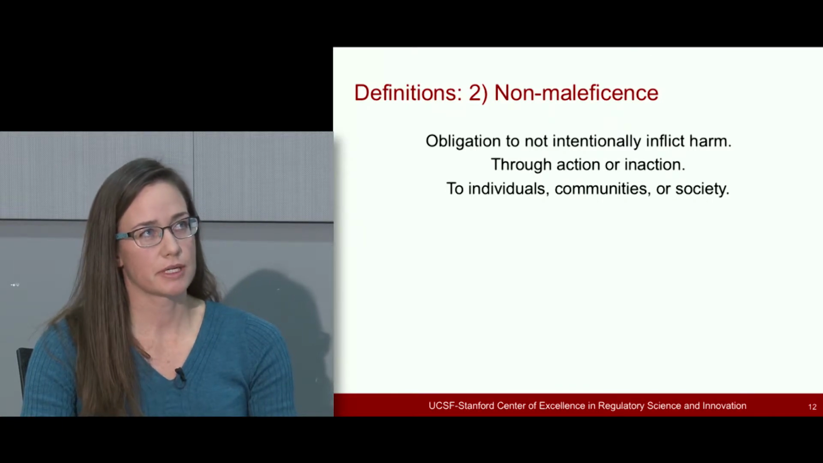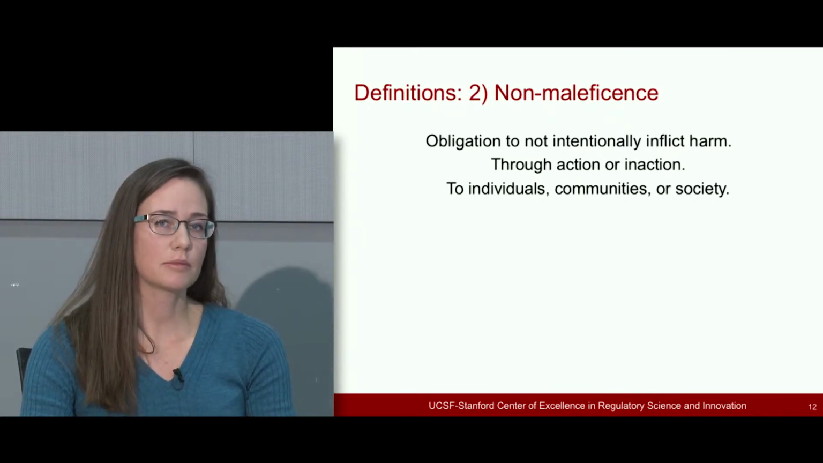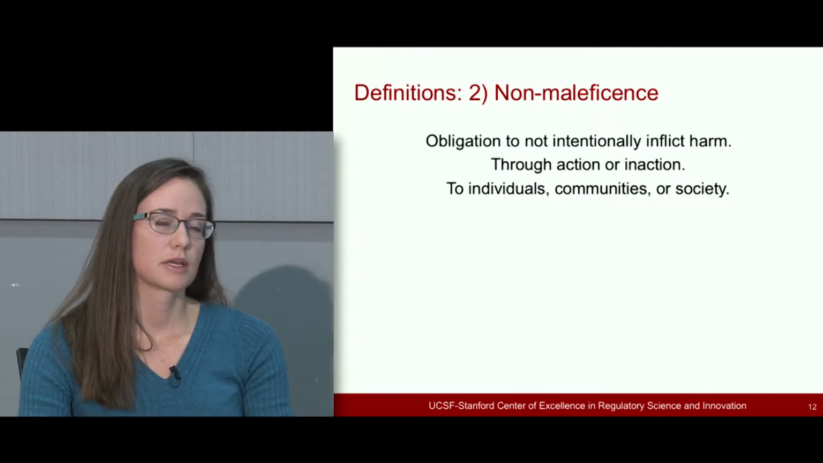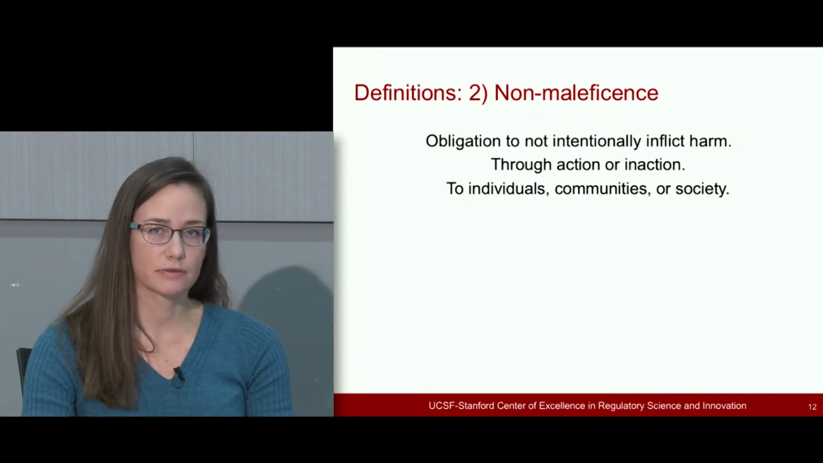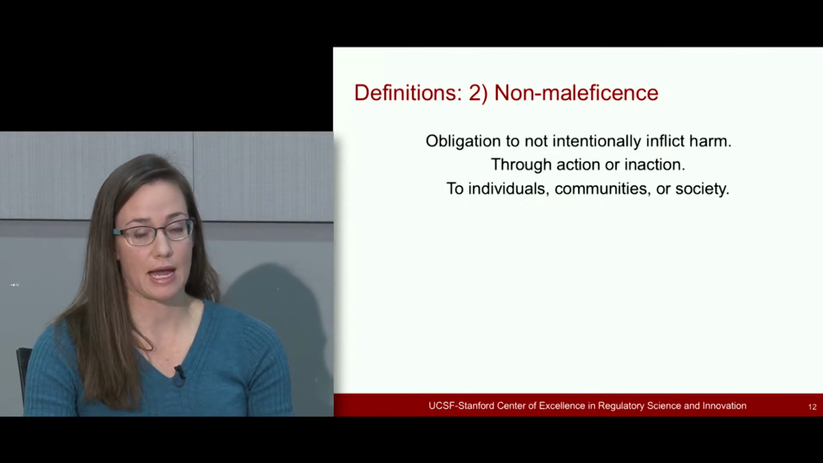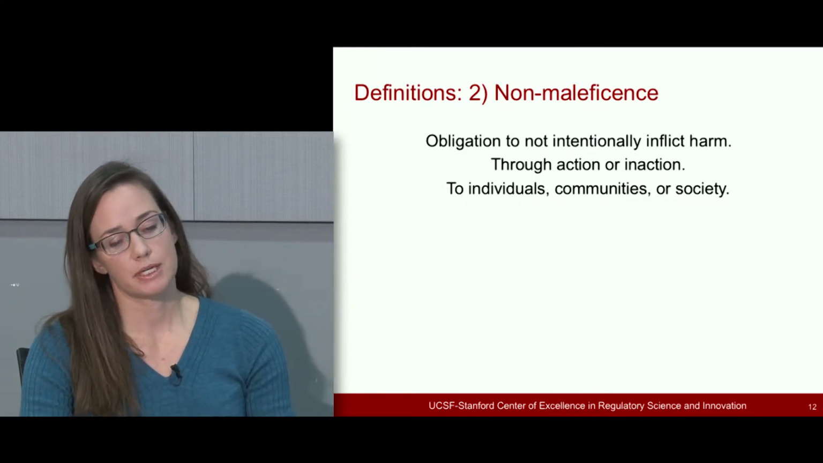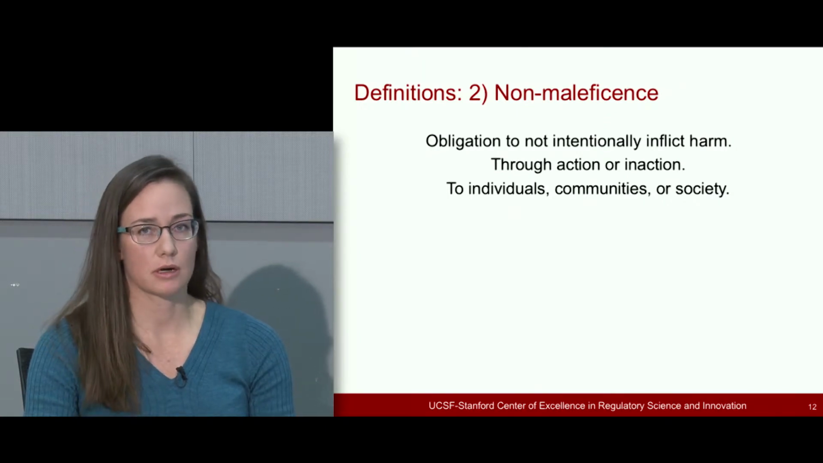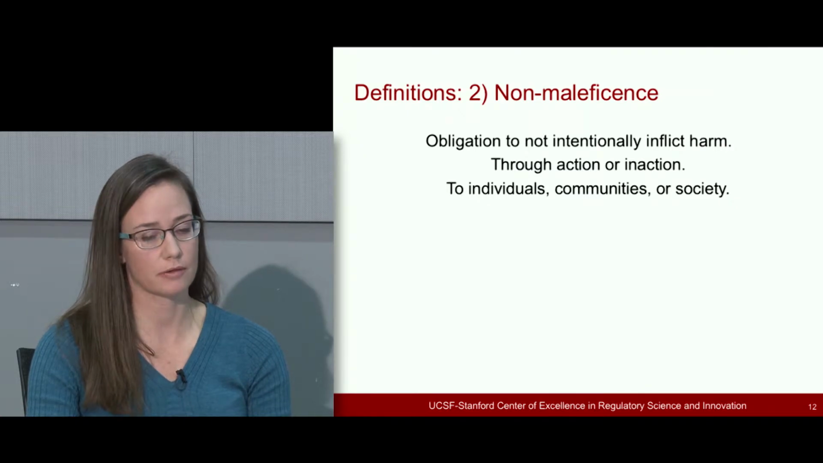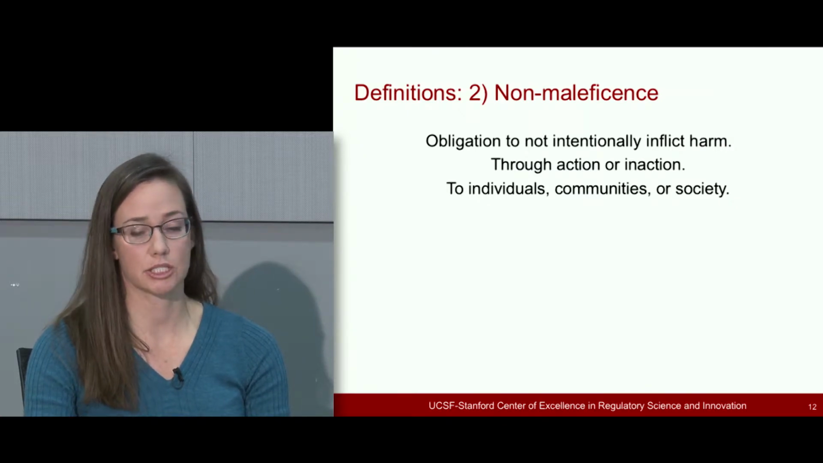Our second principle is non-maleficence. Non-maleficence is the idea that we do not intentionally inflict harm. So this can be through either actively inflicting harm or by producing harm by not acting at all. This can be at the scale of the individual. Do we harm an individual person? Do we harm the communities that this person is part of? Or do we harm society in general?